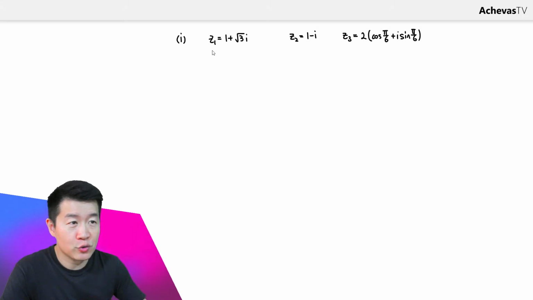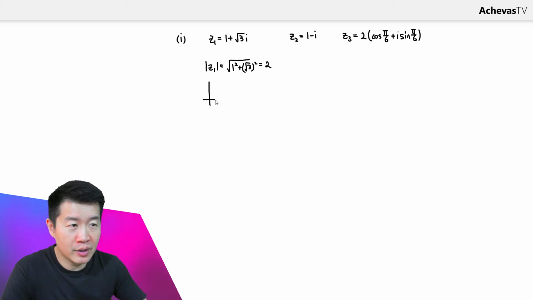What I'm going to first do is to try to re-express Z1 and Z2 and Z3 into the Euler form. So for Z1, to express it into the Euler form, let's first find the modulus of Z1, and that will be square root of 1 square plus square root of 3 square. So we have a square root of 4, which is going to be 2.